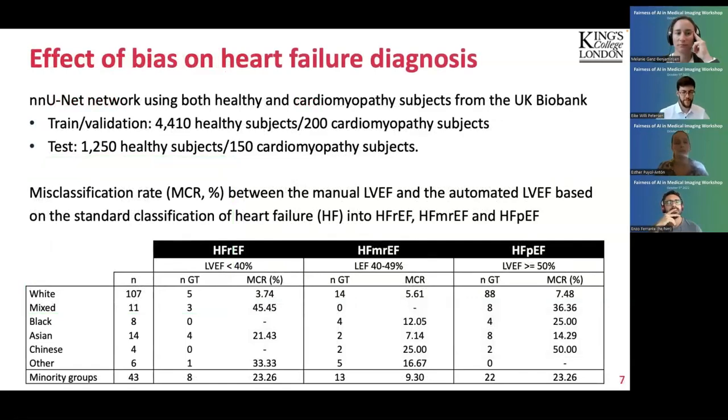So for that, we took an oversimplification of the problem. This may not be 100% accurate, but it's just to try to highlight what the potential effect of the bias will be. So in this case, we wanted to take the task of diagnosing heart failure.